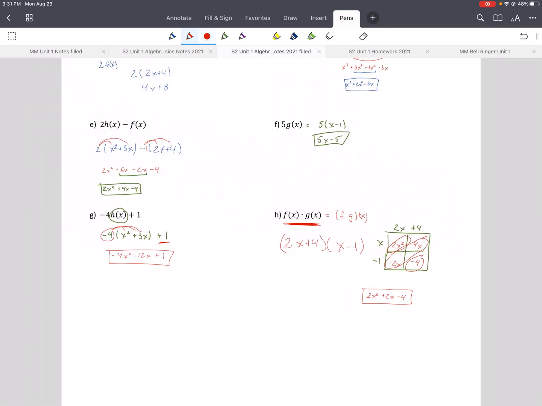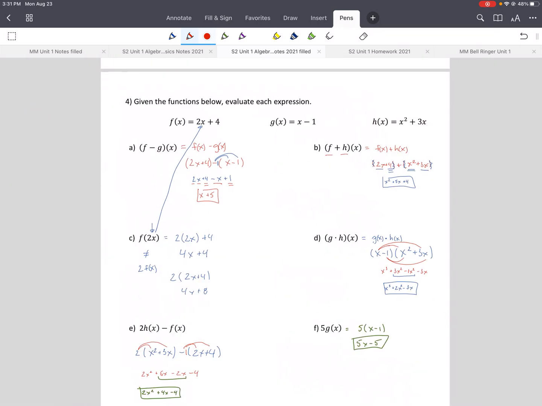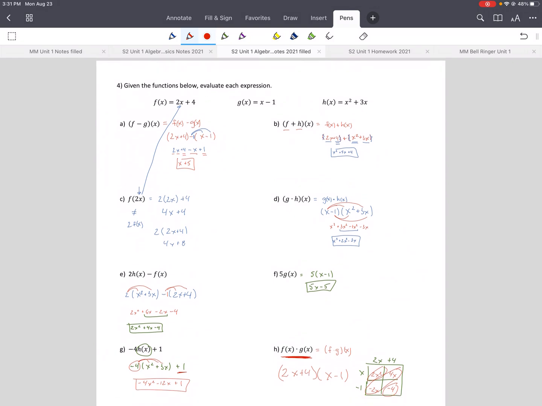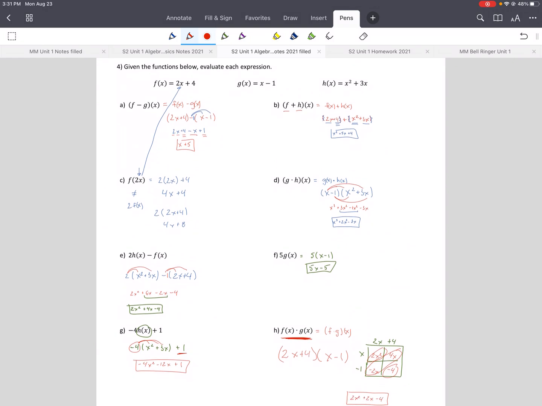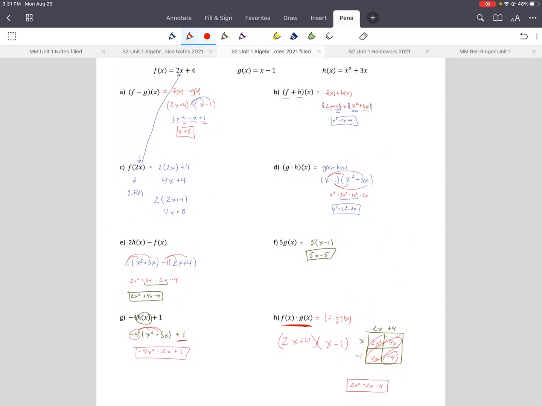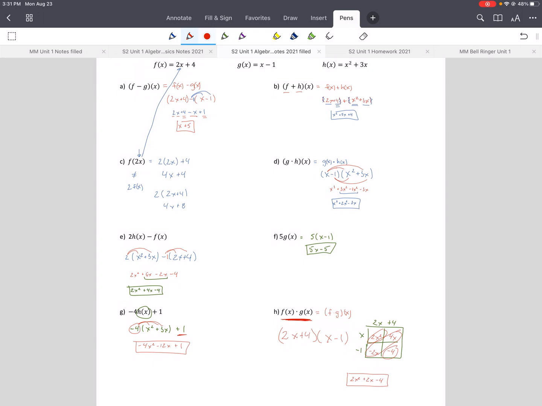All right. Well, if you have any other questions, this is the majority of what will be on the test, is doing function notation. So make sure you're feeling comfortable with this. I'm here before and after school if you have any questions. All right, we'll see you guys.